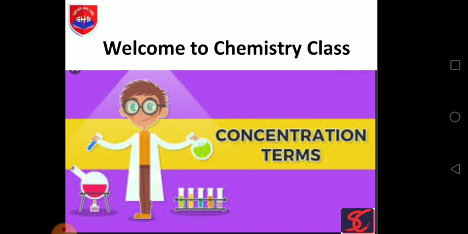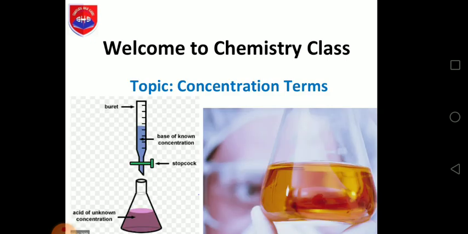We've also talked about how to determine the volume of acid that is involved in acid base titration. We've also talked about the indicators, choice of indicators used in acid base titration. In today's lesson, we shall be focusing on determining the concentration of a solution, be it the acid or the base. So our attention today is to talk about concentration terms.